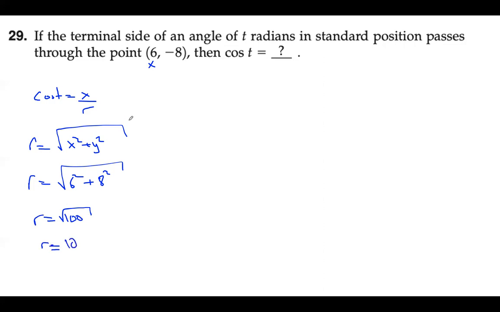That's the value of r. Now let's write the final answer, x over r. x is 6, r is 10, 6 over 10, that will be 3 over 5.